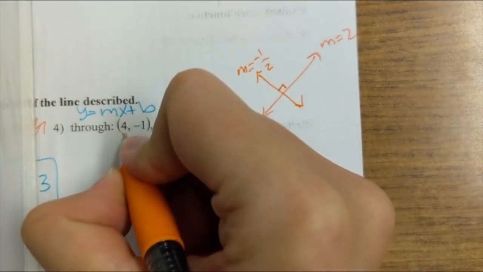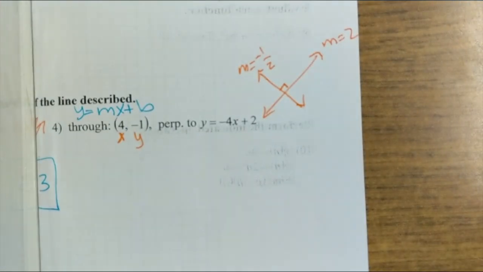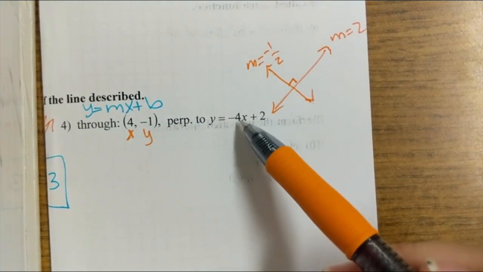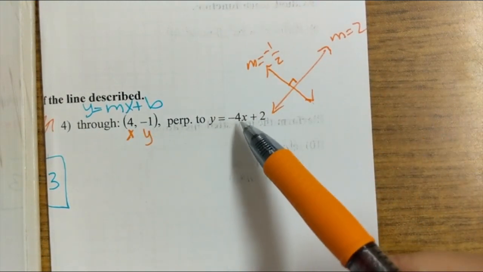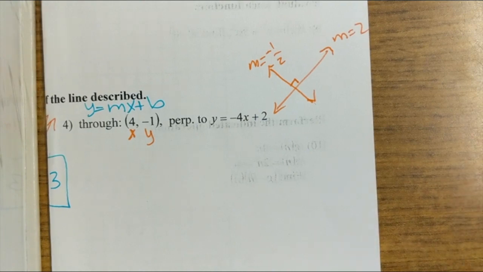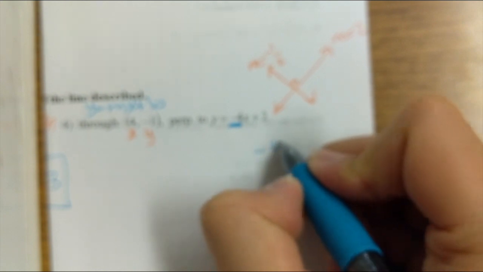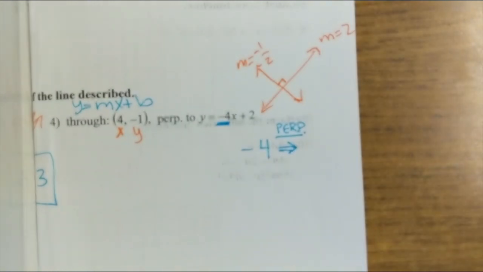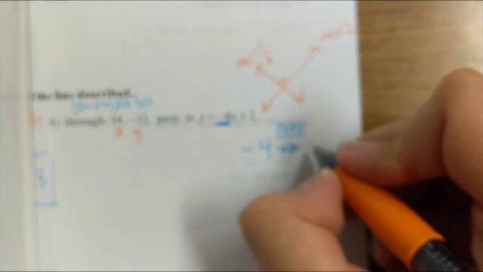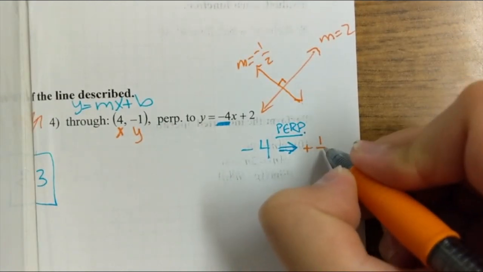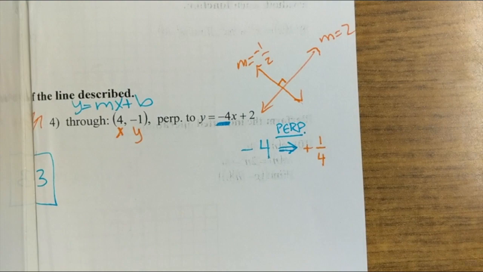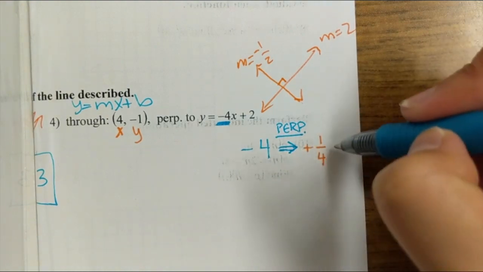So they gave me an XY point that needs to be on our line, and they gave me the slope of a line perpendicular to the line we need to write the slope for. So the slope of the perpendicular line is -4. But if I'm going to change the sign and flip it, okay, so perpendicular, I'm going to now have a slope of +1/4. This is what I'm plugging in for m.